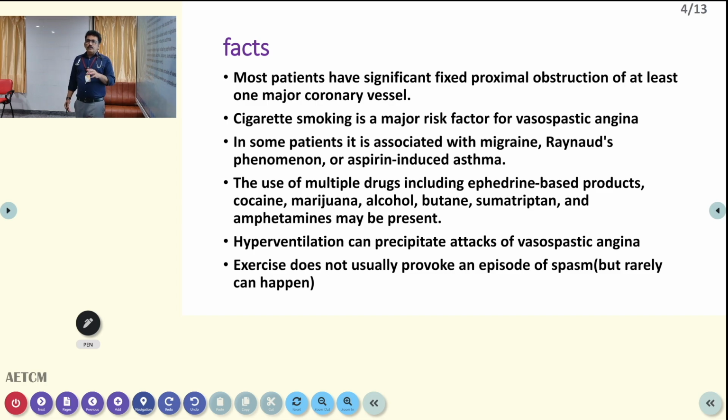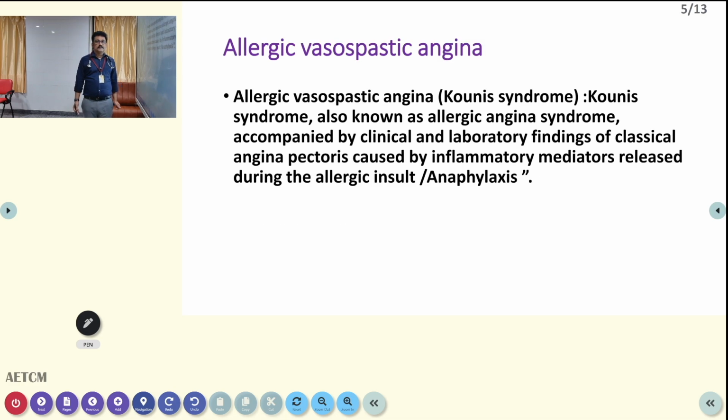Exercise normally doesn't produce vasospasm in this type of angina, because exercise normally dilates the blood vessels including coronaries. But if there is an existing lesion, then that can produce unstable angina. Exercise doesn't produce vasospastic angina; incidents are very, very rare. In conditions like allergic vasospastic angina, during allergic episodes the patient can have features of vasospastic angina, and some inflammatory markers, eosinophilia, IgE, can also be elevated.